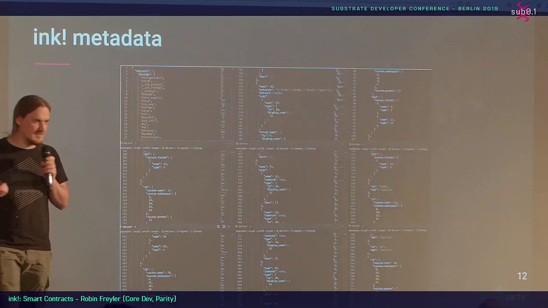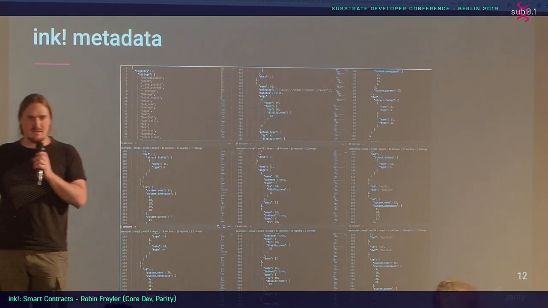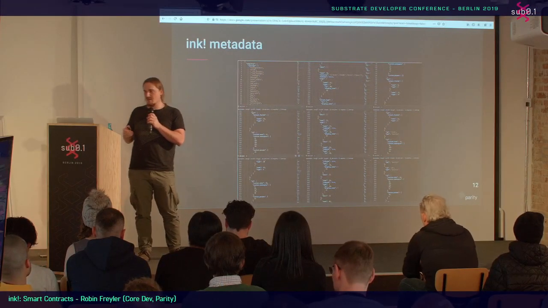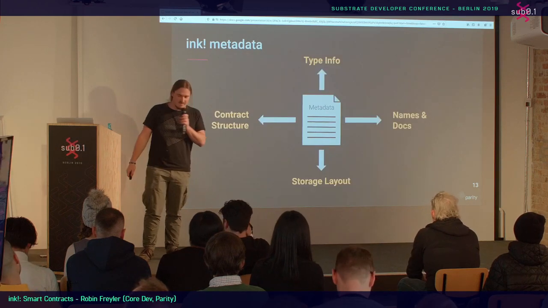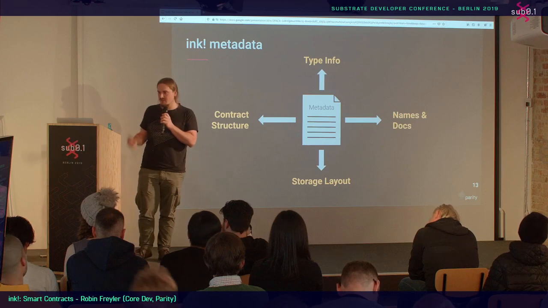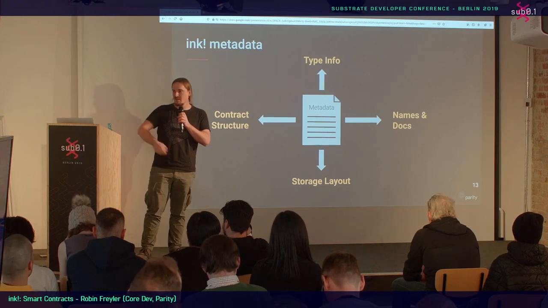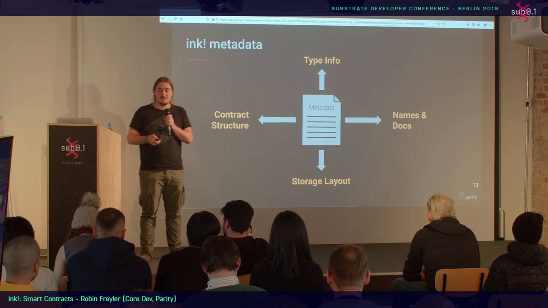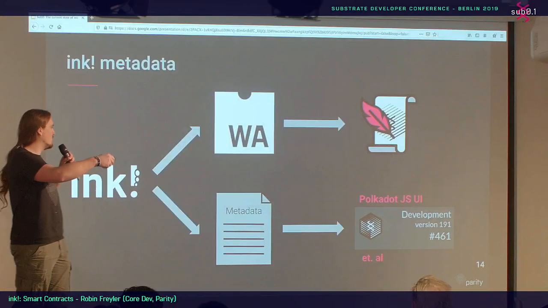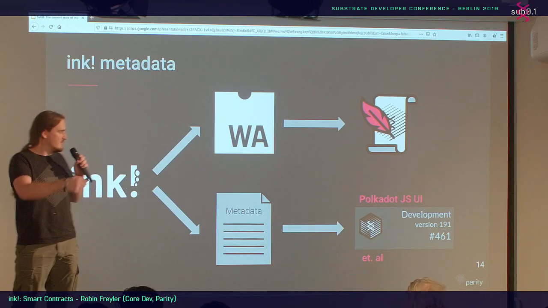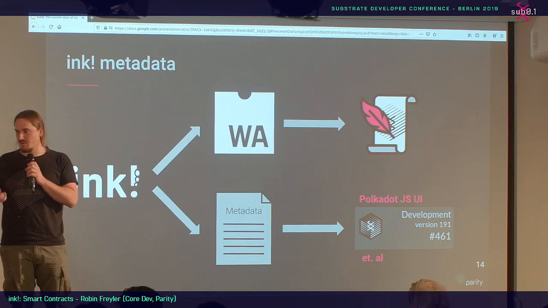Ink also has a metadata that it prints out. I think Stack Technologies just showed it partially. We'll go into that in the workshop. This is how it looks like. And what metadata actually provides you with is information about the types, information about the general contract structure, about the storage layout, and names and documentation of it. So Ink does not only produce the Wasm binary that is going to be fed into the FRAME contracts module, but it also produces metadata to be fed into third-party tools such as the Polkadot.js UI to make it appealing to interact with contracts.